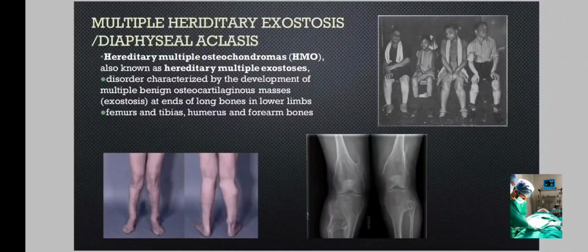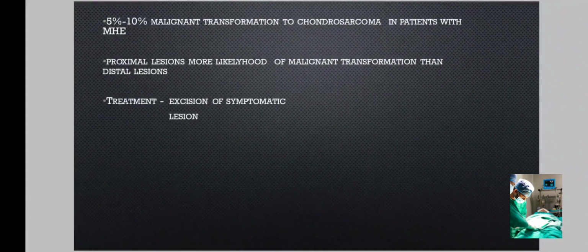Now coming to multiple hereditary exostosis. Unfortunately, this is a severe type of exostosis, which is seen in hereditary conditions in which you will find multiple exostoses. There is development of multiple benign exostoses at the end of long bones, mostly in the lower extremities, but it can also be found in the upper humerus or forearm bones like radius and all that. You can see from the picture itself, this is very problematic considering the treatment and the complications.